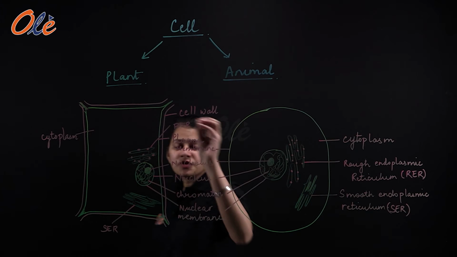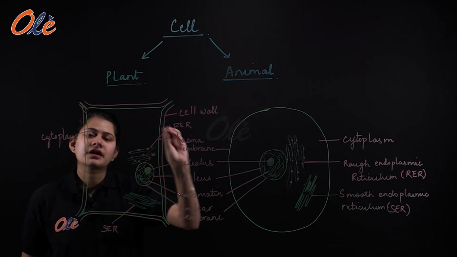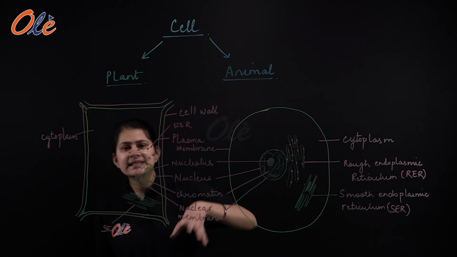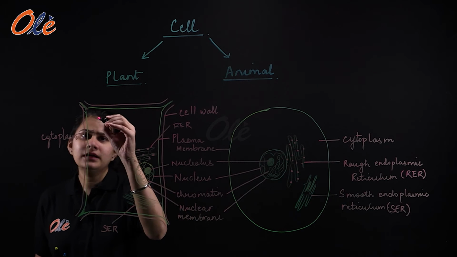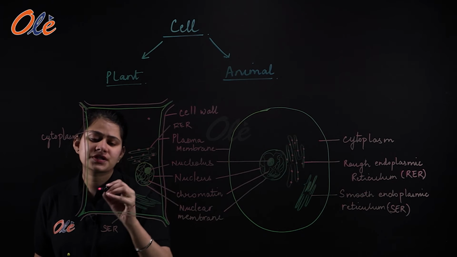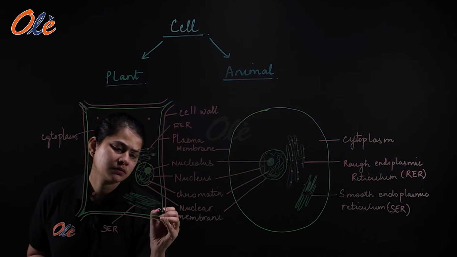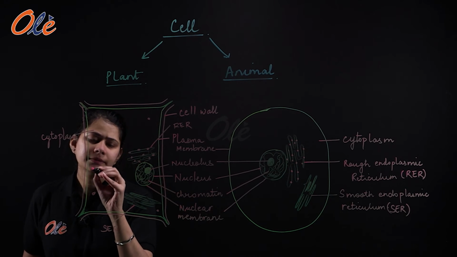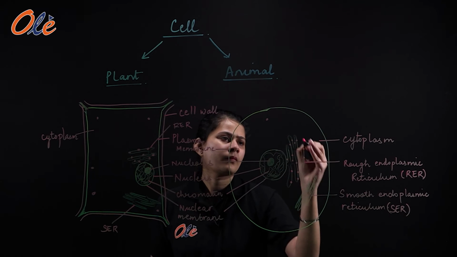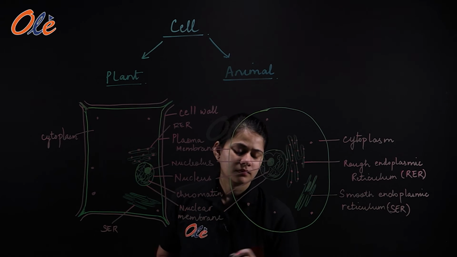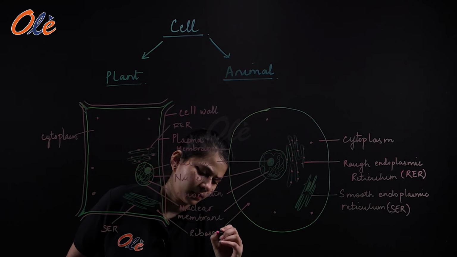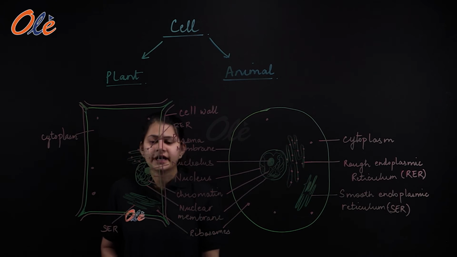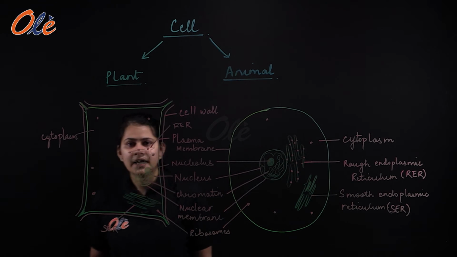Okay, the ribosomes which are actually present on the rough endoplasmic reticulum may also be scattered inside the cytoplasm. So we'll draw them as well, and then just label the ribosomes, right? All right. So these are the ribosomes.